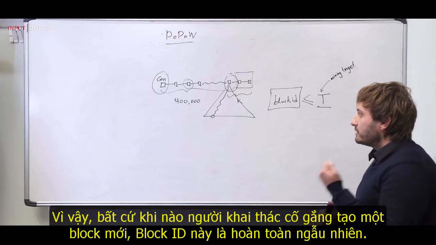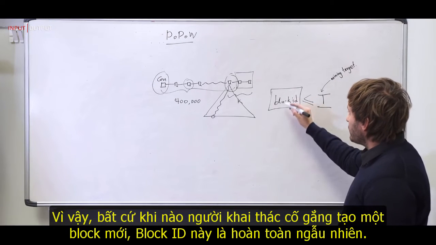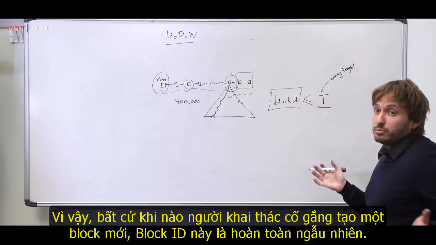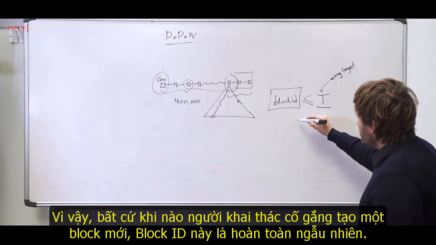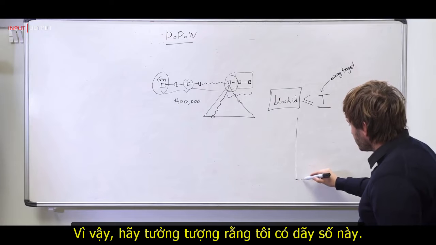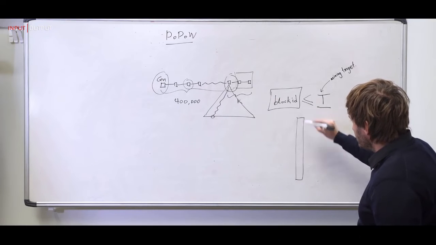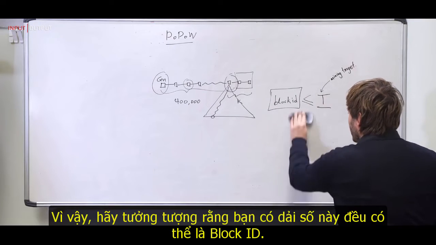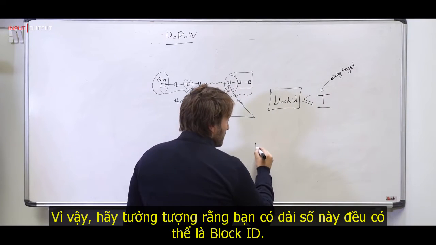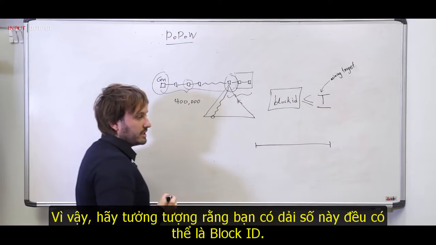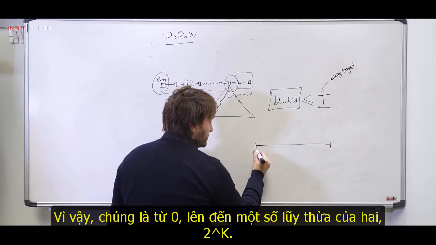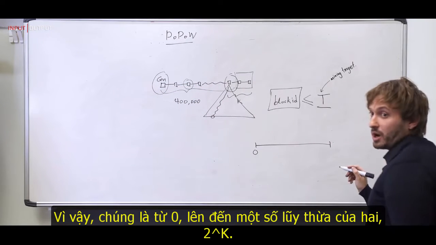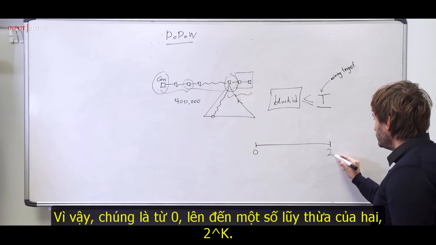So whenever a miner tries to create a new block, this block ID is just completely random. So imagine that I have this range of numbers. Maybe let's draw it horizontally. So imagine that you have this range of numbers that are all the possible block IDs. So these are from 0 up to some power of 2, so 2 to the kappa.